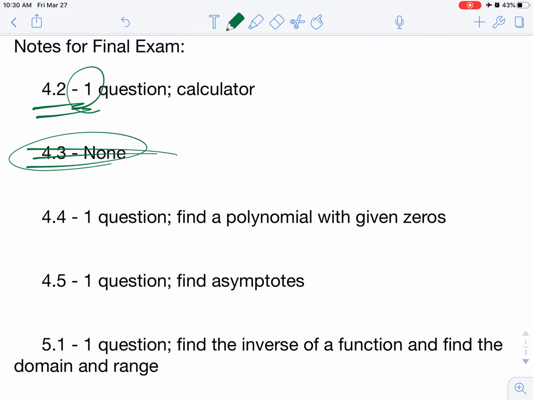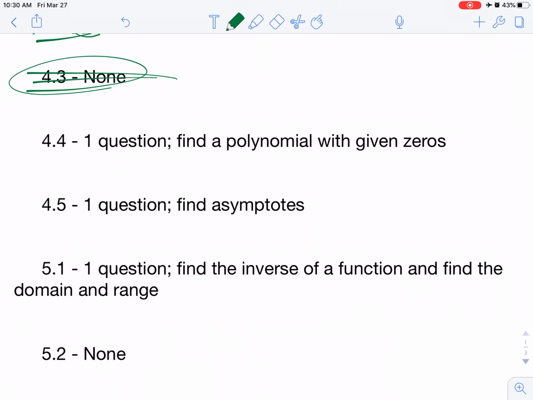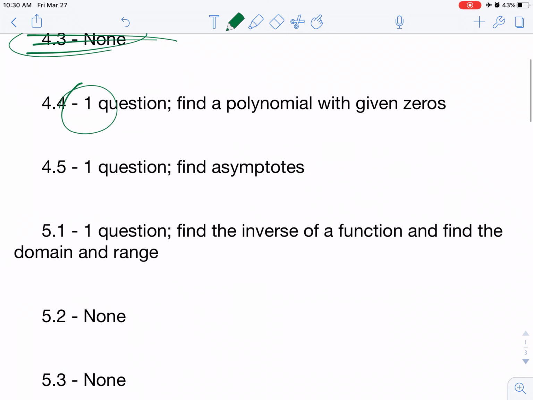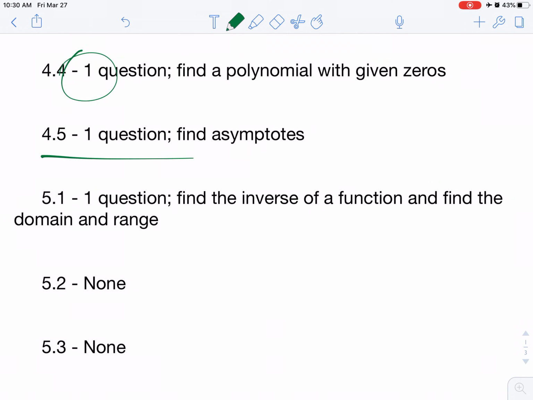4.3, nothing, we skip that. 4.4, that's where you're given the zeros and you have to find a polynomial with those given zeros. So one question there. 4.5, finding the asymptotes. Again, just modeling that test question after your homework problems.